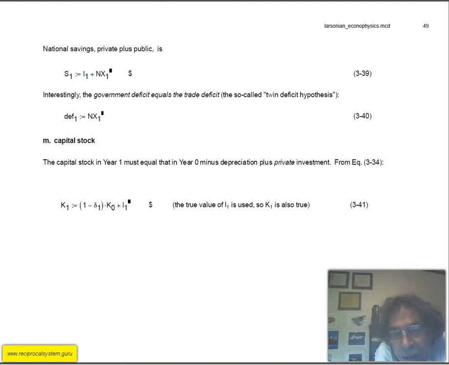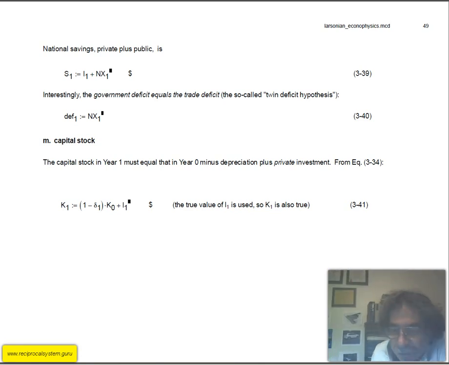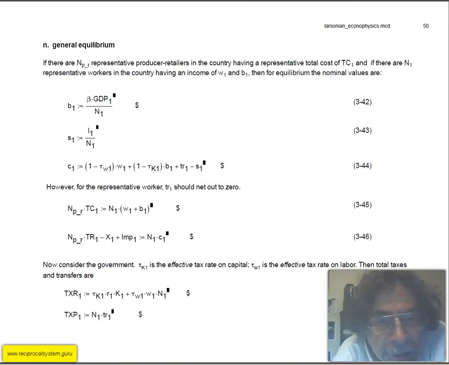So capital stock. The capital stock in year 1 must equal that in year 0 minus depreciation plus private investment. Okay, so K sub 1 equals 1 minus delta sub 1 times K sub 0 plus I sub 1. The true value of I sub 1 is U, so K sub 1 is also true. Okay, all right, now we come to the general equilibrium equations.